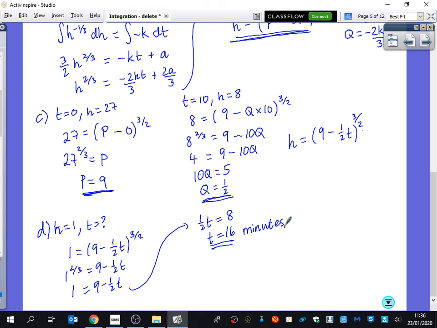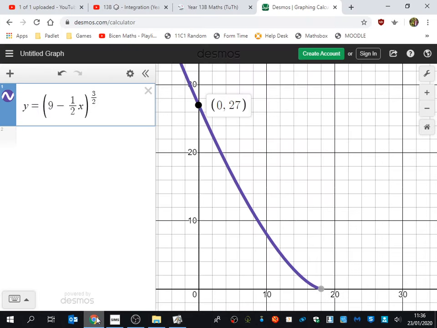It just happened to be a whole number. You're rarely ever going to get these ones when they come up as a whole number. But it was what we predicted from that graph that we had there. Just going back to Desmos, 1 meter looks like it's exactly at 16. And we can tell when the whole thing completely drains out. The whole thing drains out at 18 minutes. From my graph, I can tell that. If you wanted to find out when the whole thing drained out, what would you set in your variables? h is 0 when it's completely drained out.